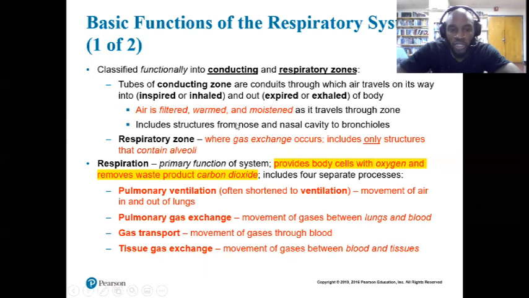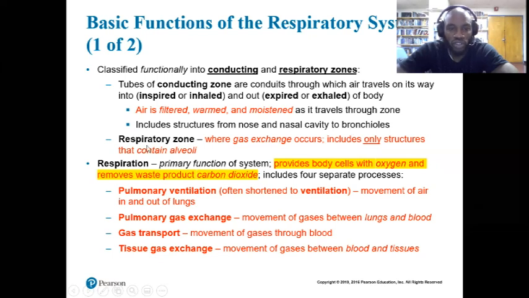That air is warmed, so that air inside is definitely warmer than the air outside, the air inside your body I'm talking about. So as air comes into our bodies, it's warmed, and then it's also moistened. And we'll talk about the purpose of that as it travels through the zone. This is the nose, nasal cavity, to the bronchioles.